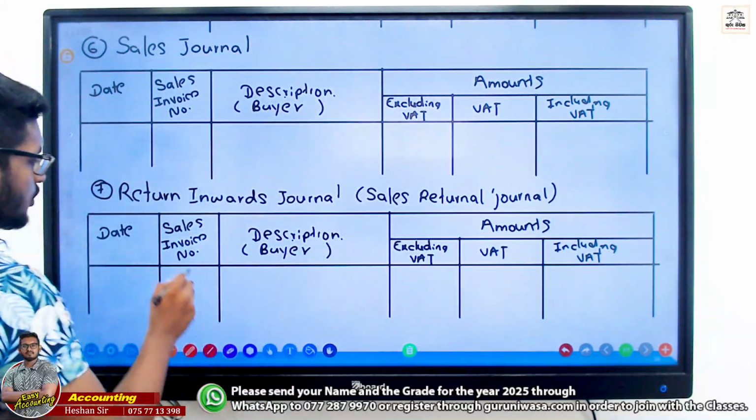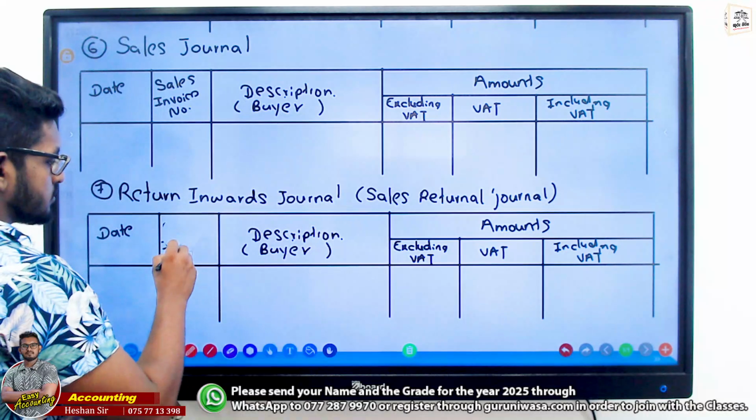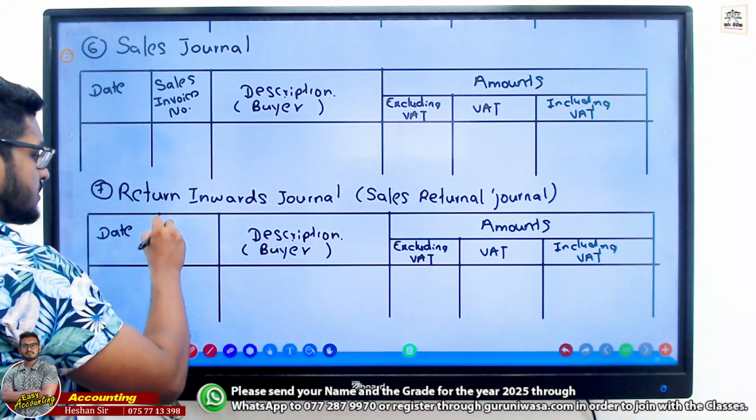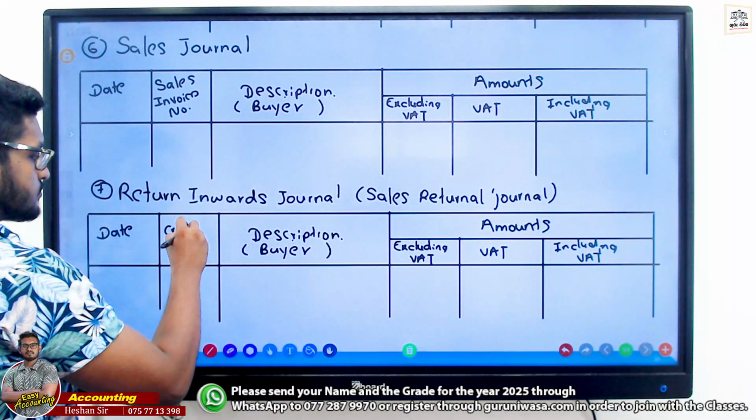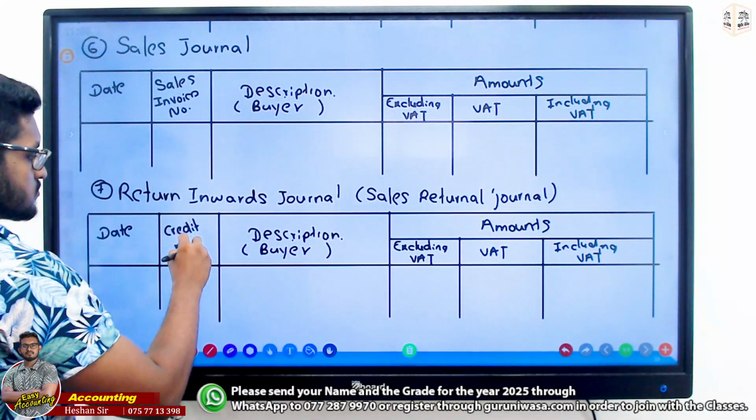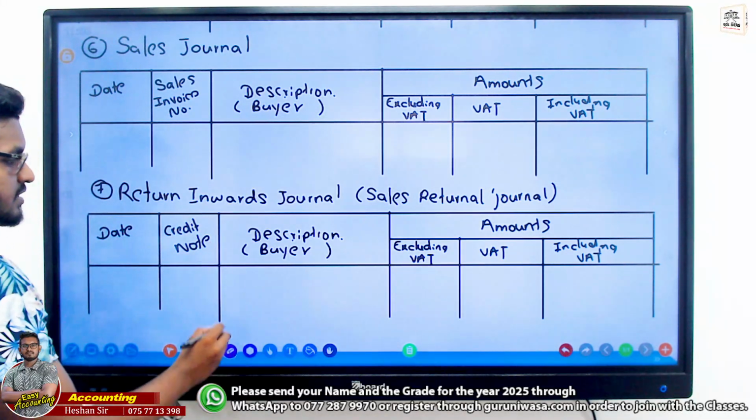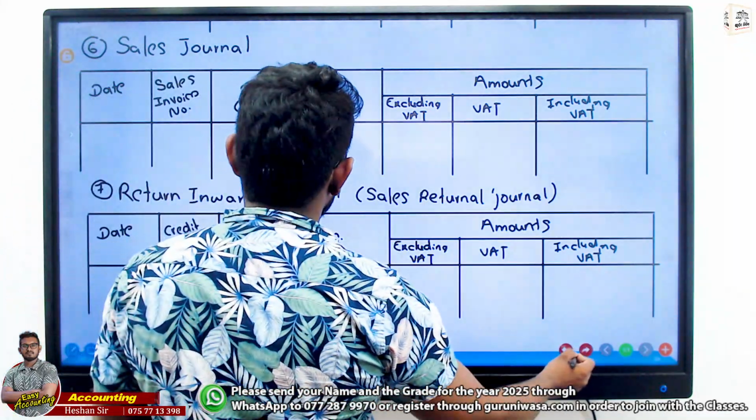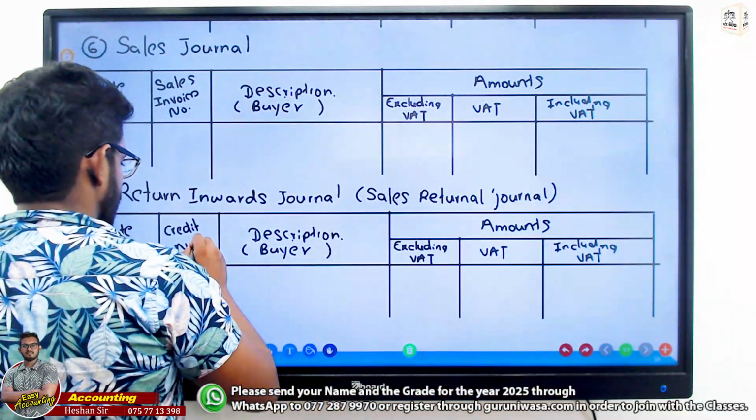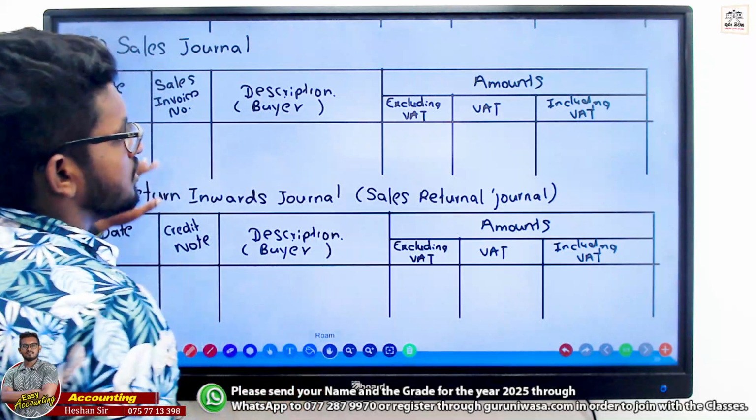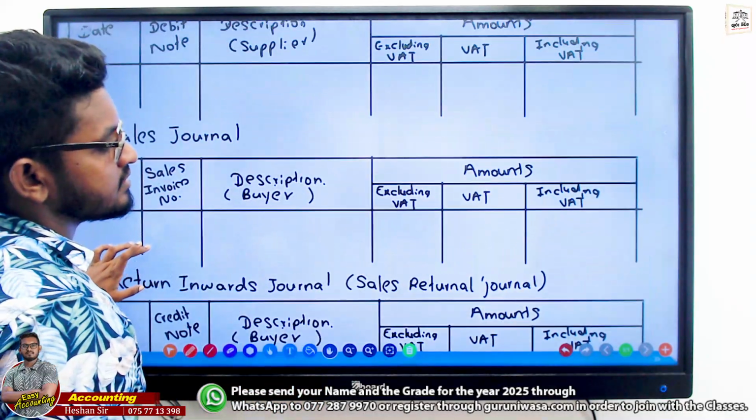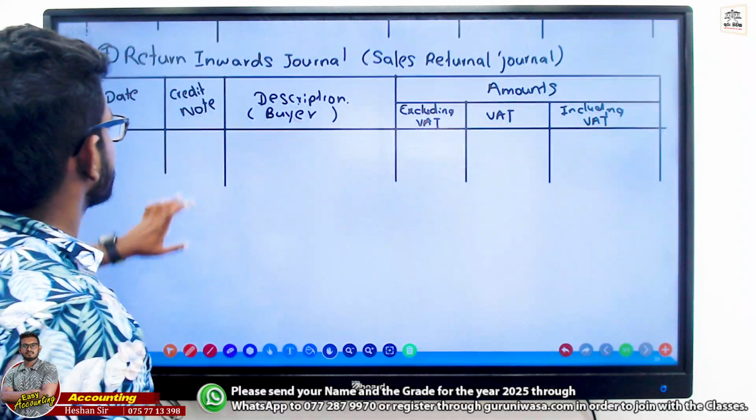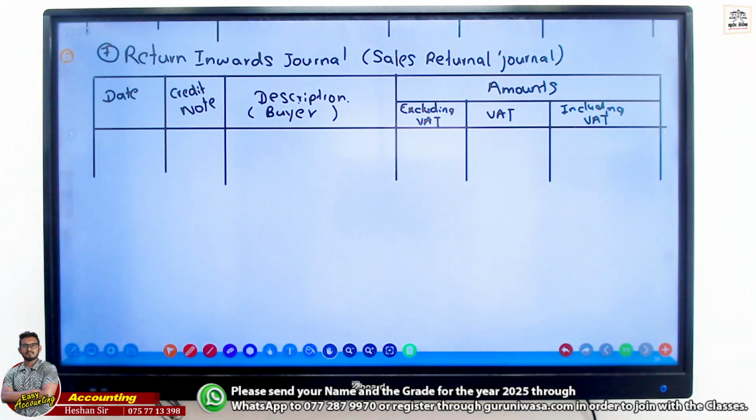Right. You know, date, credit note. When the customers return the goods, we prepare a credit note. Description for the buyer. Right. Amounts excluding VAT, VAT, including VAT. The same.